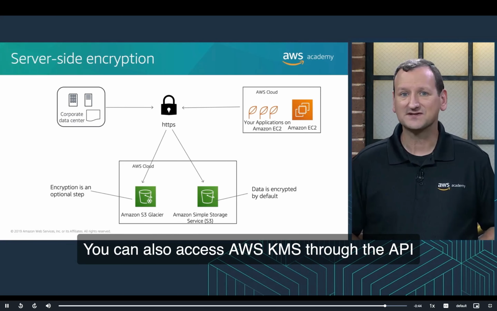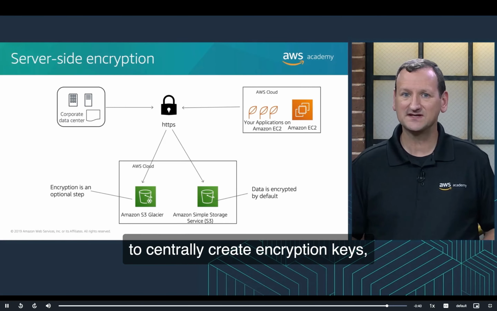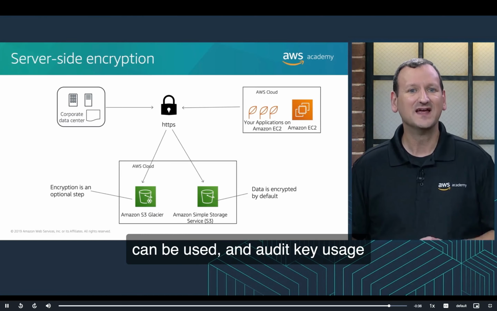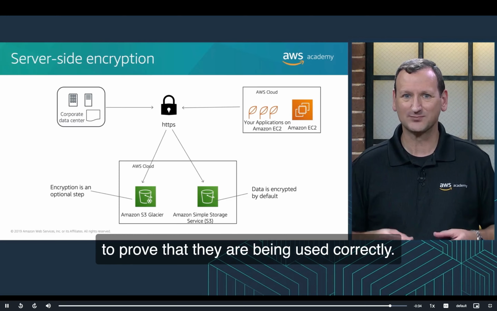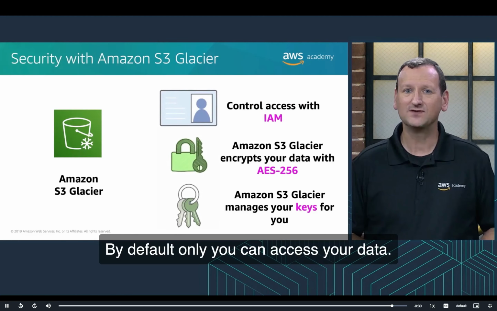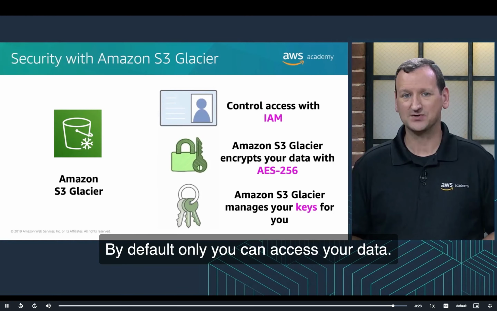You can also access AWS KMS through the API to centrally create encryption keys, define the policies that control how keys can be used, and audit key usage to prove that they are being used correctly. By default, only you can access your data.